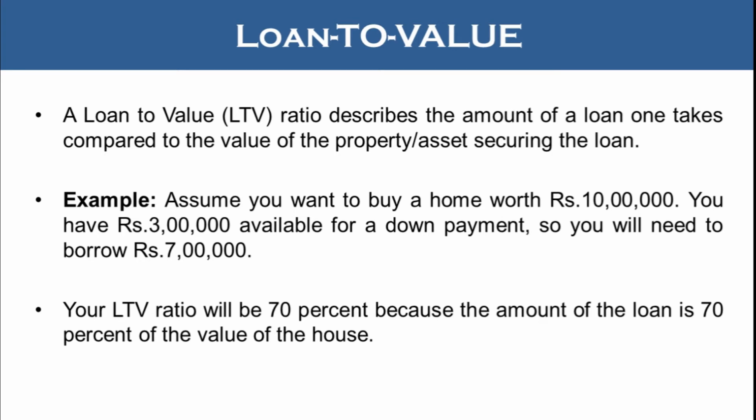Assume you wanted to buy a home which is worth rupees 10 lakh. Now you are ready to make a down payment of 3 lakh from your own capital, and the rest, 7 lakh rupees, you would require as a loan to purchase that home. So this 7 lakh rupees is the loan value which the bank is offering to you, and the 10 lakh rupees is the total purchase value of your home. And thus you can calculate the LTV ratio as 7 lakh divided by 10 lakh into 100, which comes to 70%. So your LTV would be 70%.